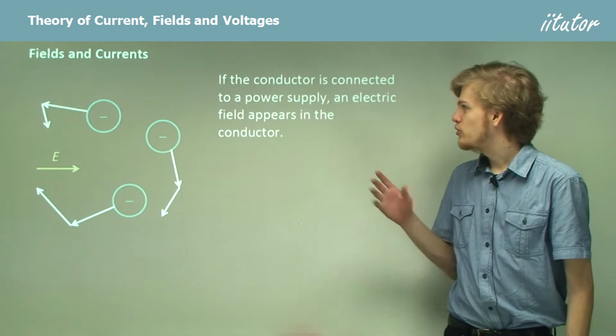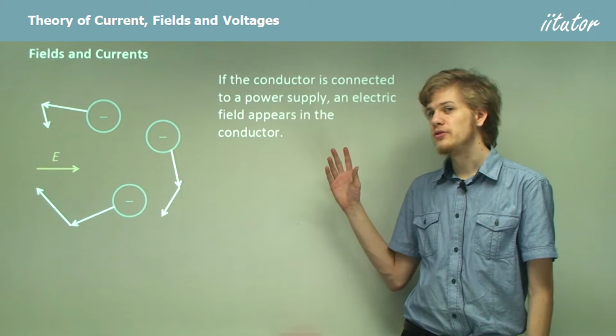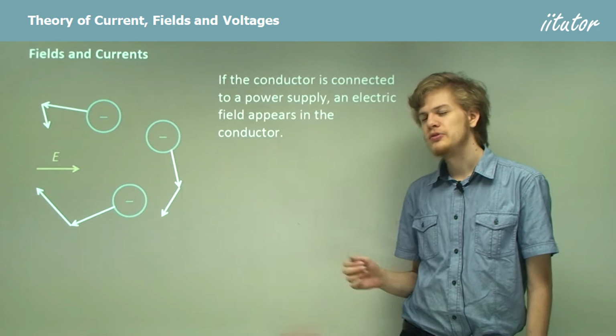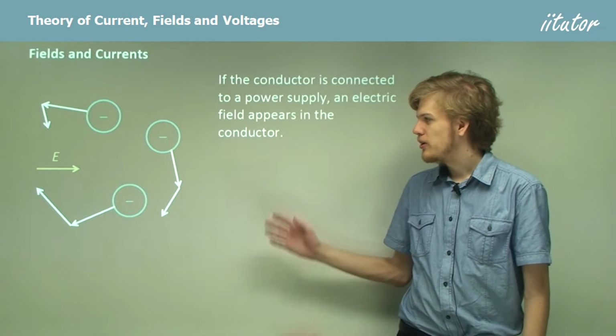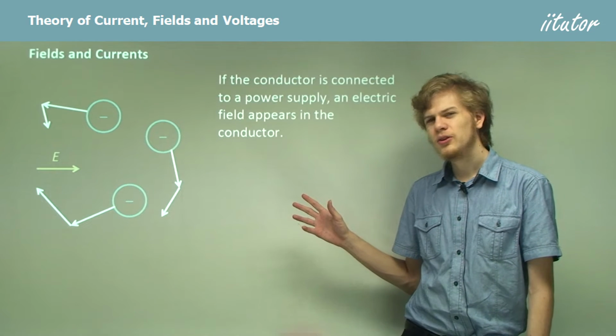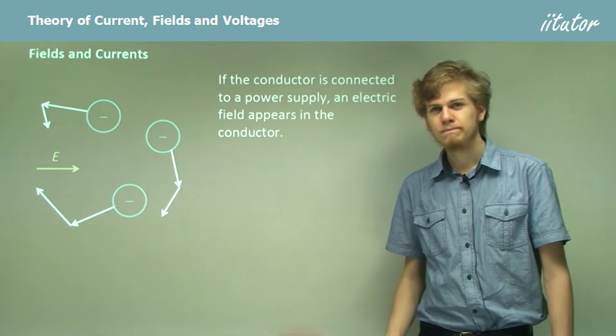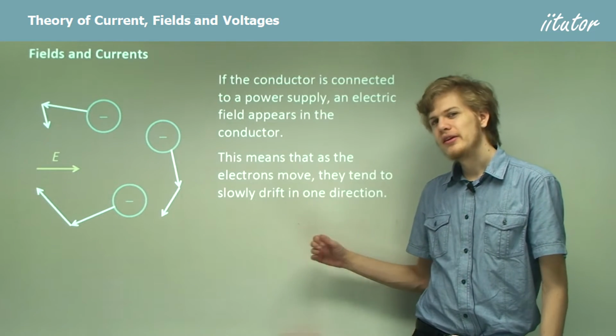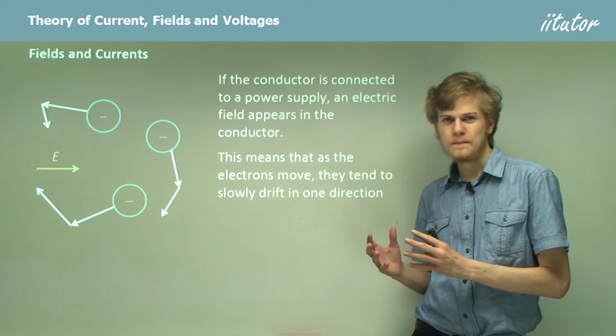If a conductor is connected to a power supply, an electric field appears in the conductor. In this diagram, that's represented by an E, with an arrow showing the direction of the field. But you can see that the electrons are still bouncing around quite a bit. As the electrons move, though, they tend to slowly drift in one direction.